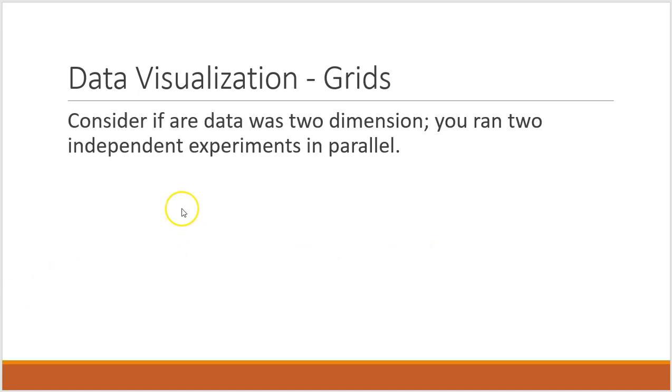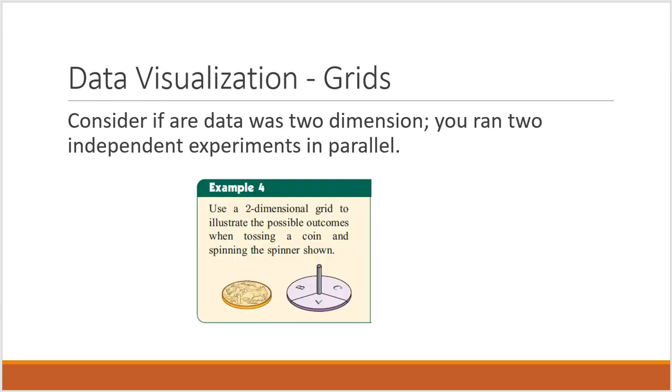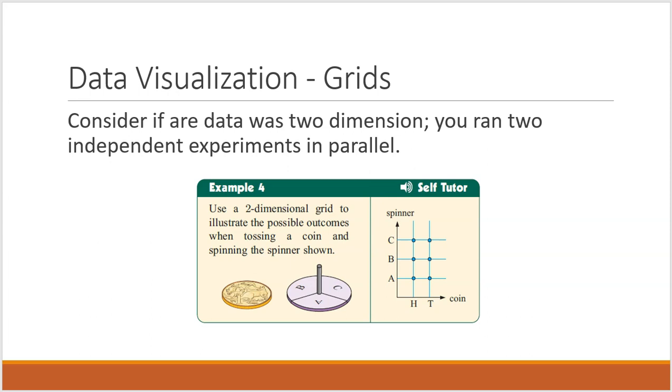In which case we could use something called a grid. Consider you ran 2 independent experiments in parallel and you wanted to list the data from those 2 experiments. We could choose again the flipping of a coin and perhaps the spinning of a spinner. We could use a grid to illustrate the outcomes. Notice the coin could land on heads or tails, and the spinner could land on, say, A, B, or C. The way in which we can represent it is the grid here.